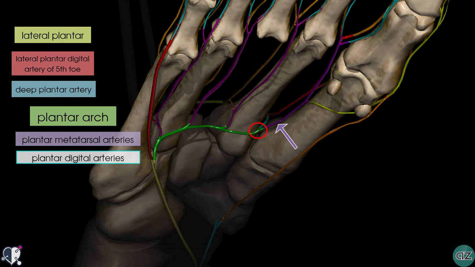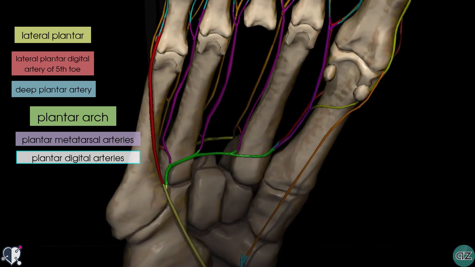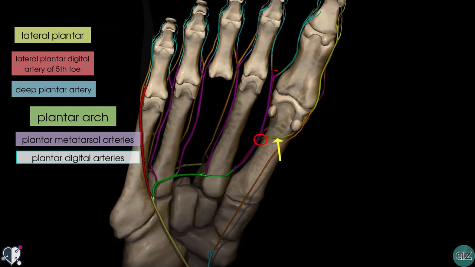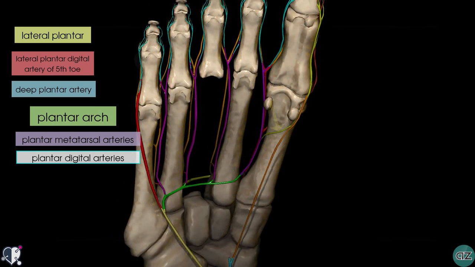So just like on the dorsal surface of the foot, on the plantar surface, the first plantar metatarsal artery divides into 2. It sends one branch medially to supply the medial aspect of the hallux, and the other branch divides into 2 plantar digital arteries, highlighted in blue, which supply the second toe and the lateral aspect of the hallux. The medial branch of the first plantar metatarsal artery anastomoses with this superficial branch of the medial plantar artery which I showed you earlier.